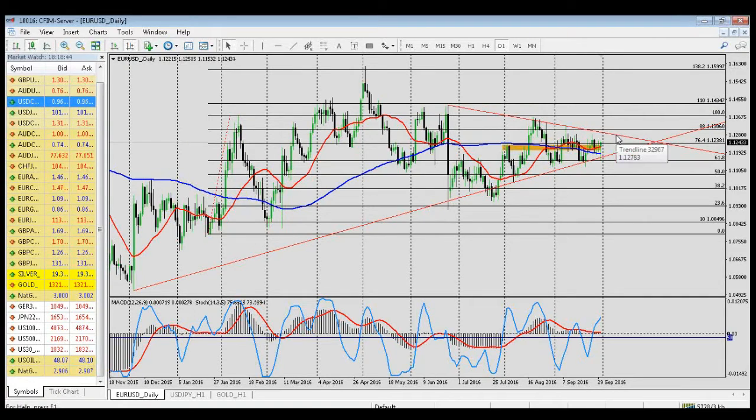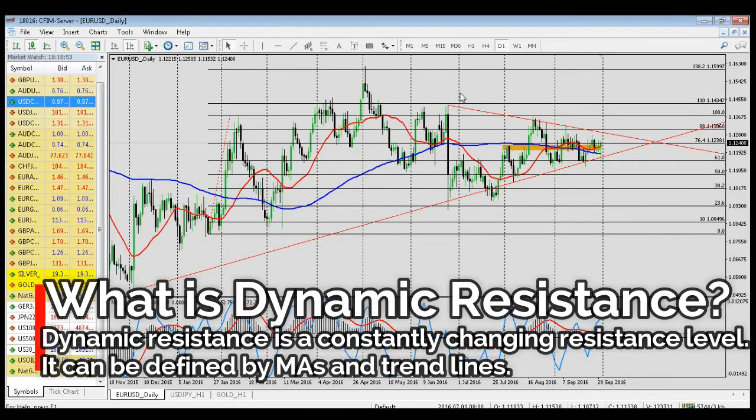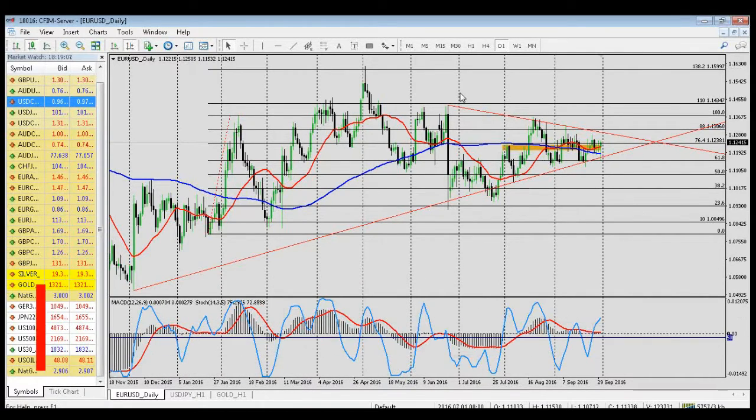I'm not really fond of trading any kind of formations, but this formation has a significance for me for the fact that it defines dynamic resistance and support levels. These are dynamic. It means these resistance and support levels have been moving. It's not stable like you would consider in general.